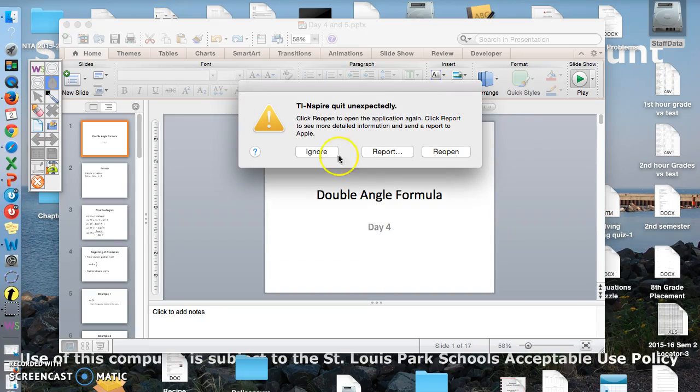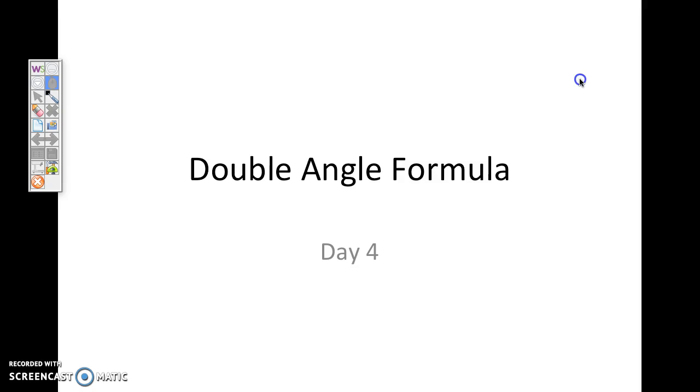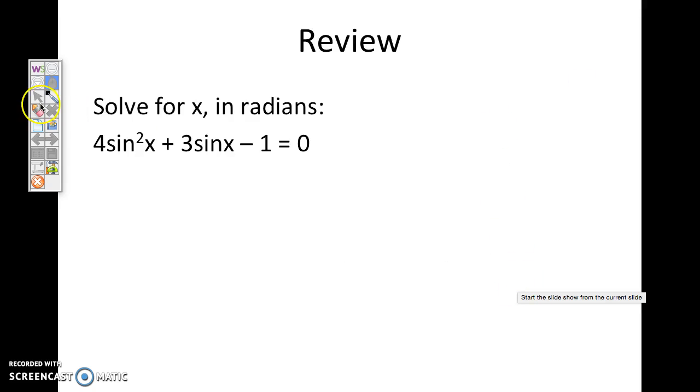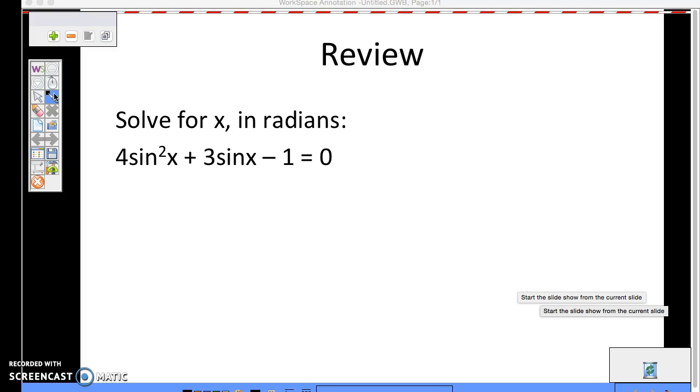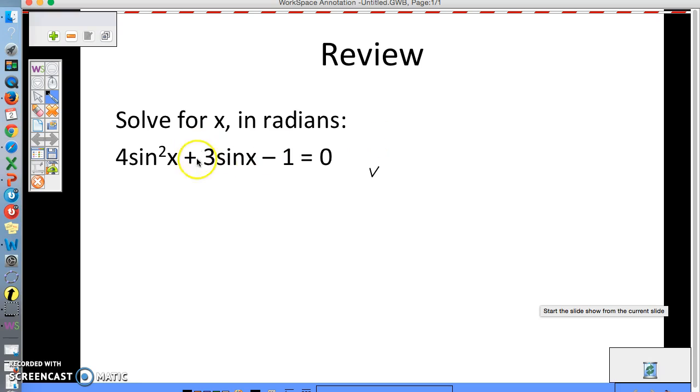Today we're going to take a look at the double angle formula. So for the sake of time, well actually why don't we try this one. So a review, if we're asked to solve this one is set up in the form that we could do the quadratic formula.